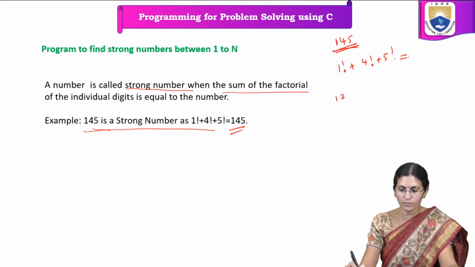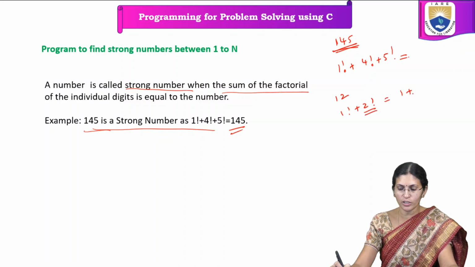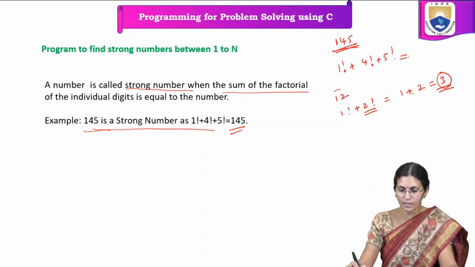Suppose you take the number as 12. So 1 factorial plus 2 factorial is equal to 1 plus 2 factorial is 1 into 2. So that is 2. This is equal to 3. So this number and this number both are not equal. So therefore you can say that this is not a strong number.